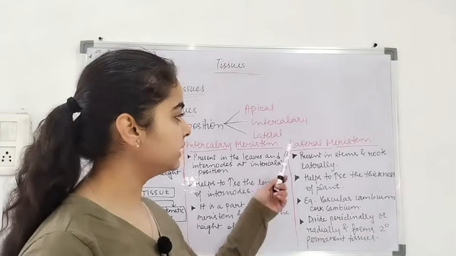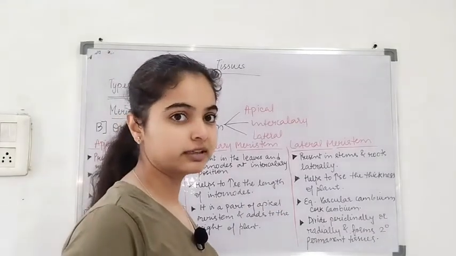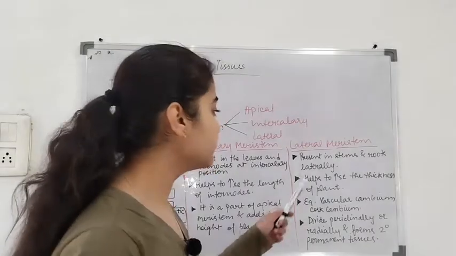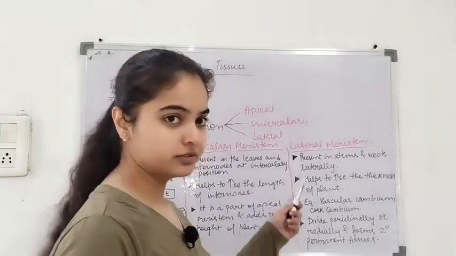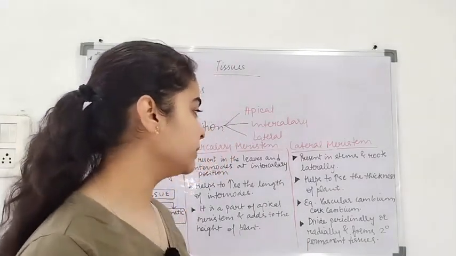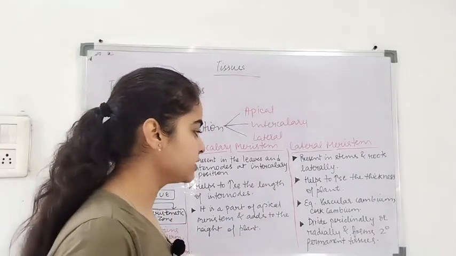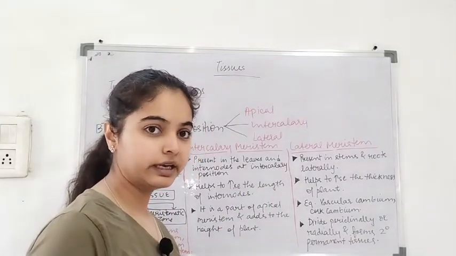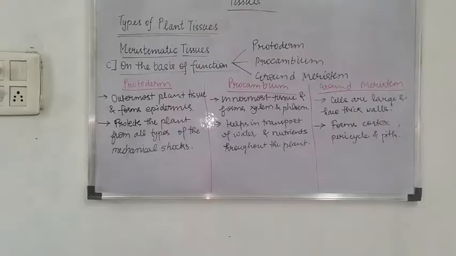Third is the lateral meristem. It is present in stems and roots at the lateral side, and it helps to increase the thickness of the plant. Examples of these lateral meristematic tissues are vascular cambium and cork cambium. These lateral meristematic tissues divide periclinally or radially and form the secondary permanent tissues.